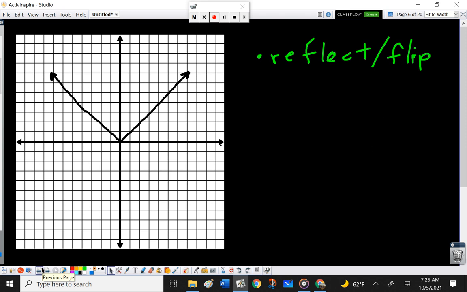And last but not least, ladies and gentlemen, is a reflect or flip. To do this, ladies and gentlemen, we're going to take our absolute value graph and we're going to put a negative in the front of the absolute value. What this is going to do is it's going to take our graph, and let me grab it real quick. And I am going to flip it.